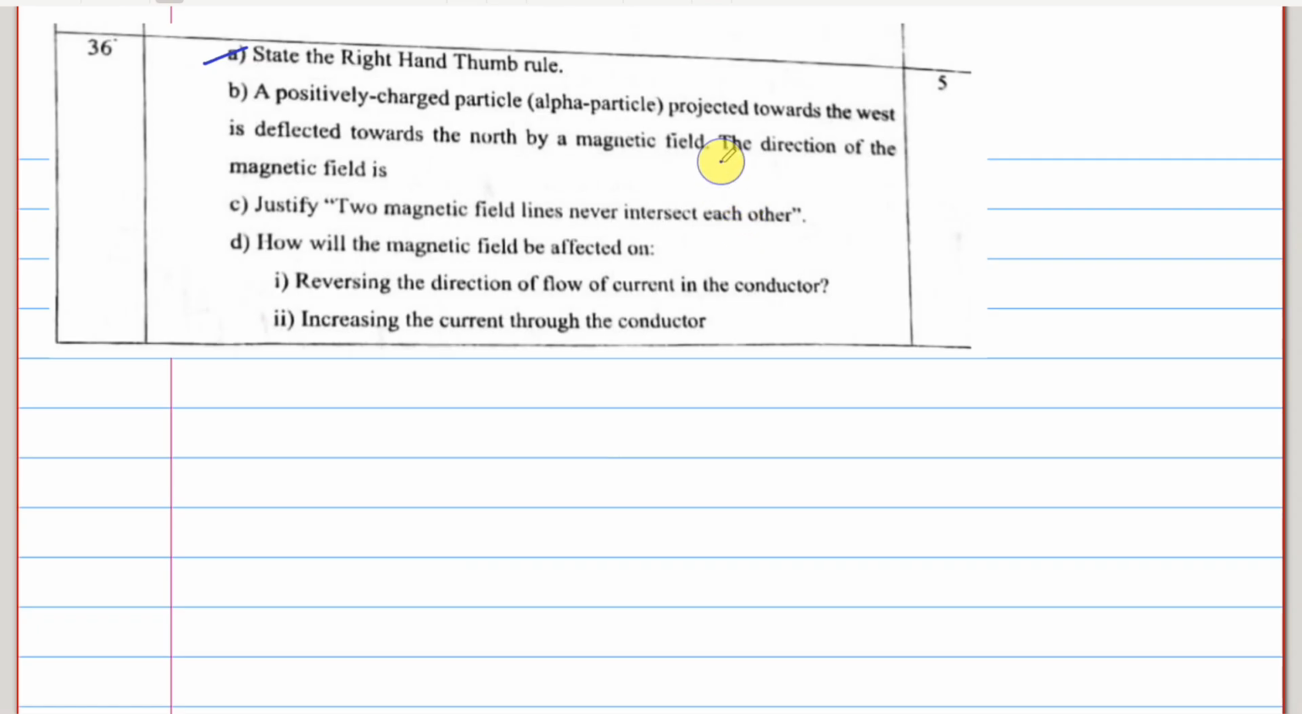A positively charged alpha particle is projected towards west. Okay, so let us write down the directions first. Alpha particle is projected towards west. So alpha particle is positively charged, so current is flowing in this direction. Current is flowing towards west. It gets deflected towards north. So the motion is towards north, current towards west.